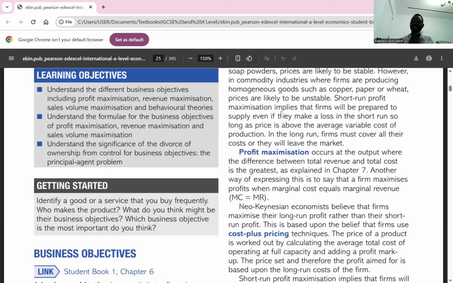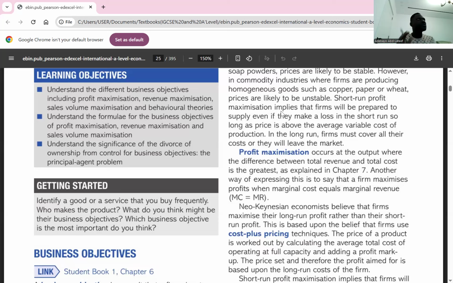But you have to understand that the neoclassical economists want to produce at any point in time, as much as the price they are going to sell at is above the average cost of production in the short run. In the long run, if they are unable to make profit, they will leave the market. That is the assumption of neoclassical economists when it comes to maximization of profit.